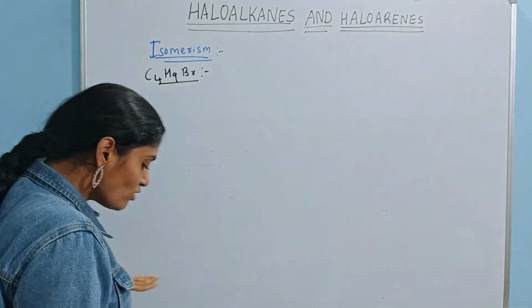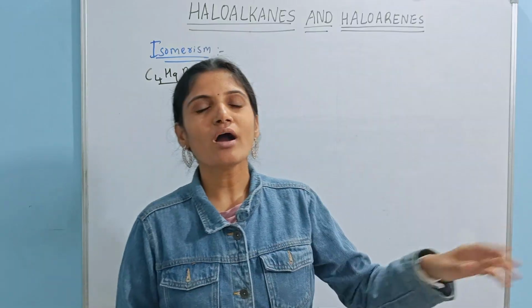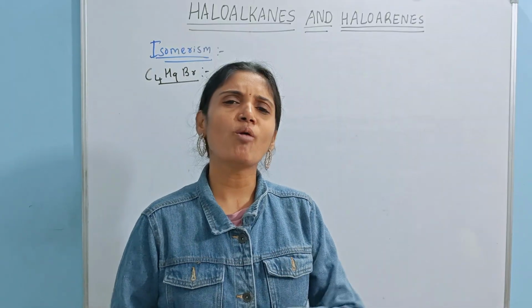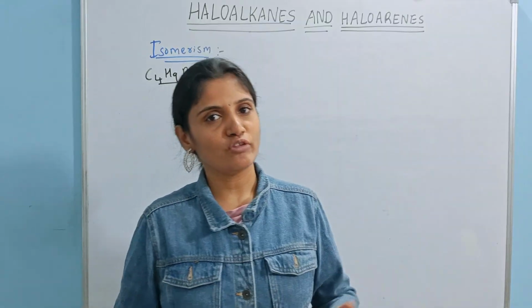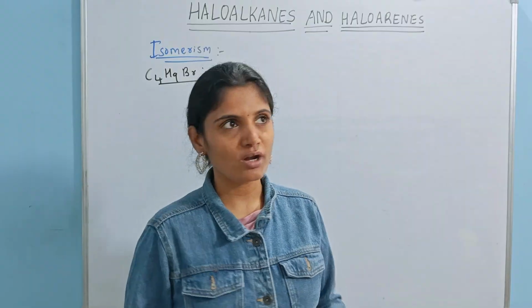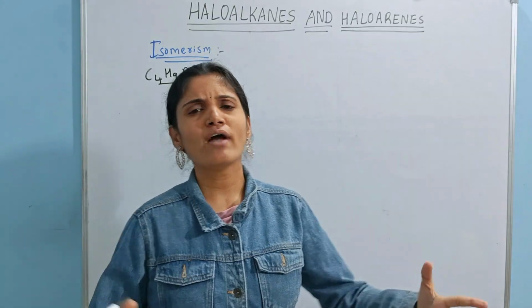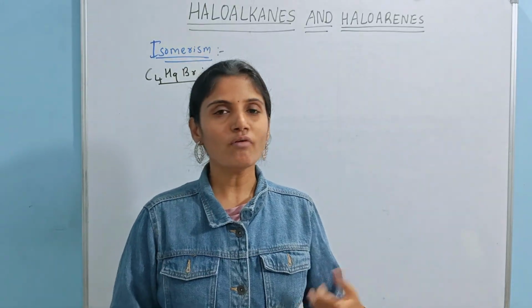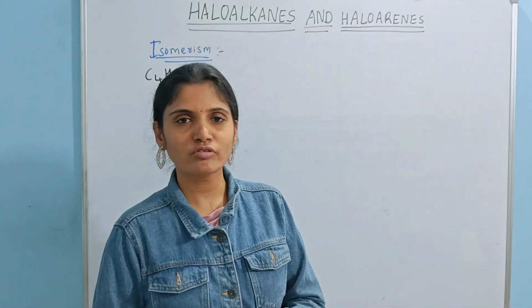So you people know what is chain isomerism? What is isomerism? Compounds having same molecular formula but different structural arrangement. Here I am basically talking about structural isomerism. So molecules should have molecular formula C4H9Br and they should have different structural arrangement. Now when I talk about chain isomerism, I will be writing chain isomers for this compound.